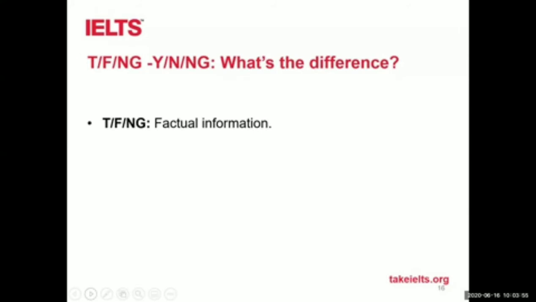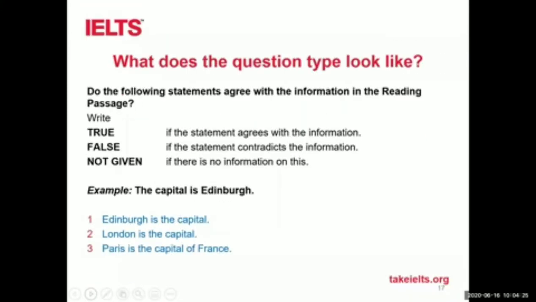True, false, not given are used by people who write IELTS tests to focus on texts that have factual information, could be numbers, could be dates, could be statistics of one sort or another. They use this type to focus on factual information, and they use yes, no, not given when they're dealing with texts which are based around opinions, arguments, attitudes. Good. Let's have a look at this.